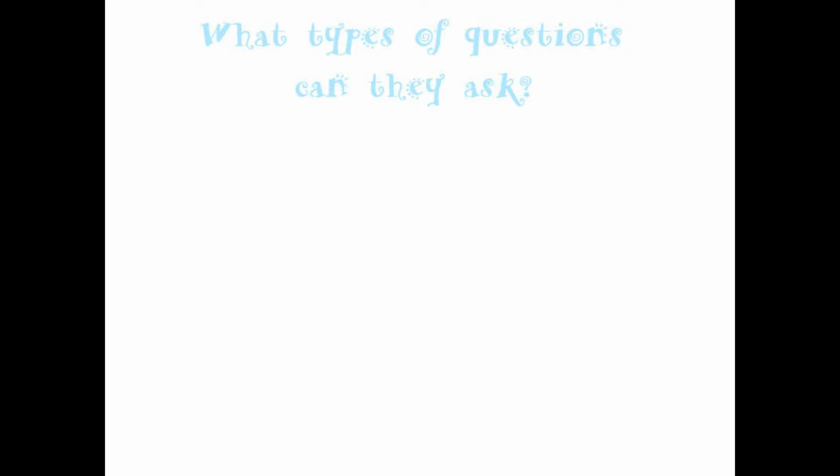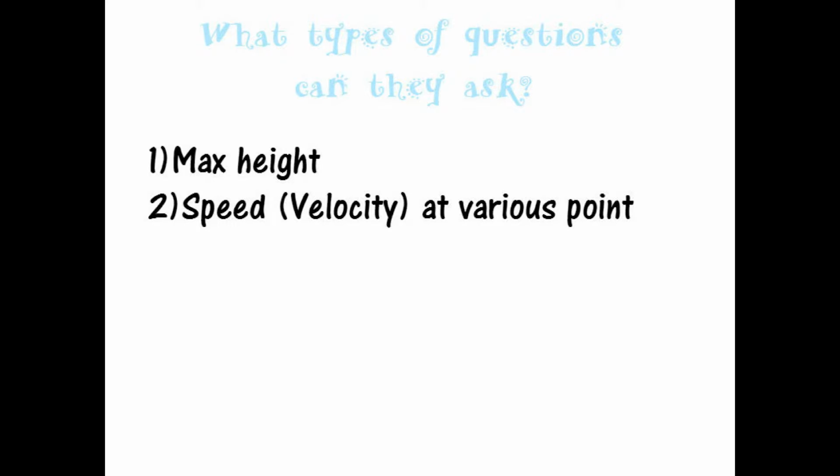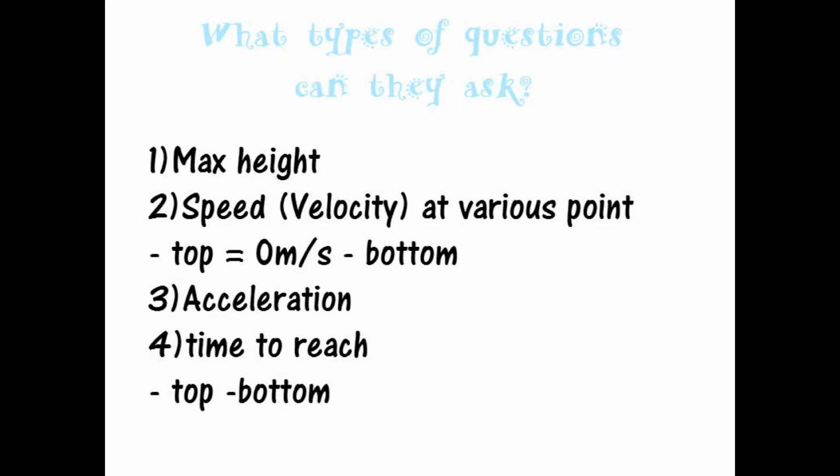What types of questions can they ask? There are only 4 main types of questions that they can ask. As long as you know these, you'll be fine. The first one is what is the maximum height. Next one is speed or velocity at different points, but generally they would ask at the top, and the top speed is 0 because it is at rest, and the speed at the bottom that you have to calculate.